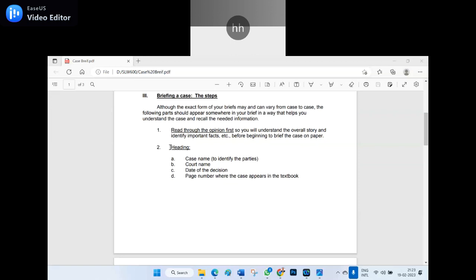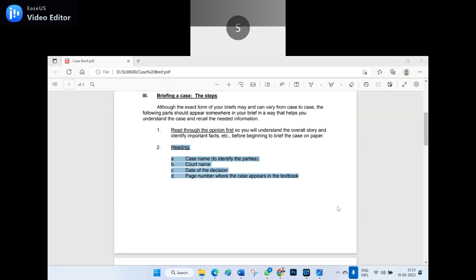Now, anyone can unmute and read this heading. Participants, anyone can unmute and read what I have highlighted, so that I know you are hearing me and I am hearing you, both traveling in the same boat to reach the destination. Heading. Go ahead. A case name to identify the parties, court name, date of the decision, page number where the case appears in the textbook.